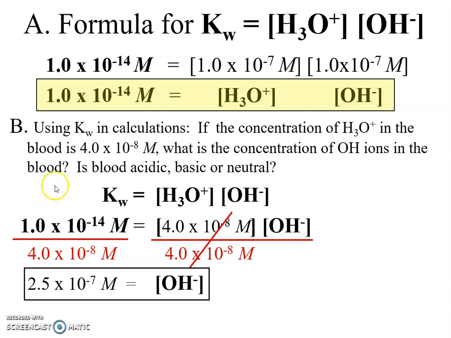Now the question, is it acid, base, or neutral? Which do you have more of? Do you have more OH or do you have more H3O? Well, 4 times 10 to the minus 8 is 0.7 zeros and a 4. 2.5 times 10 to the minus 7 is 0.6 zeros and a 2.5. So this is a larger number than this is. So what that means is I have slightly more OH than I do H3O. So this is a slightly basic solution.